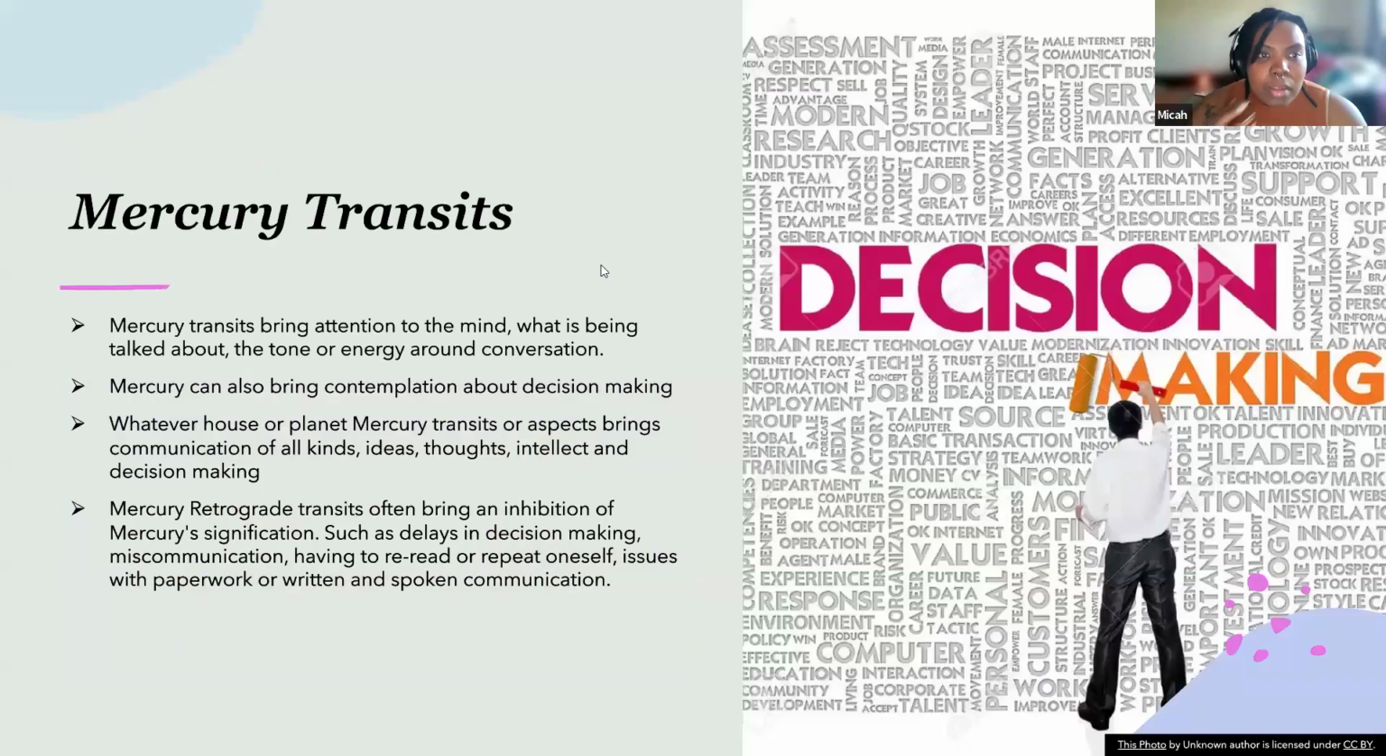Okay. So Mercury transits. Mercury transits bring attention to the mind, what is being talked about, the tone or the energy around conversation. Usually we don't notice Mercury transits too often, except for when Mercury is doing that annoying retrograde thing, like right now, because usually it's all about our thoughts. So while the sun might bring illumination to what we decide to do, or what we're focusing on, it's what we're focusing on.